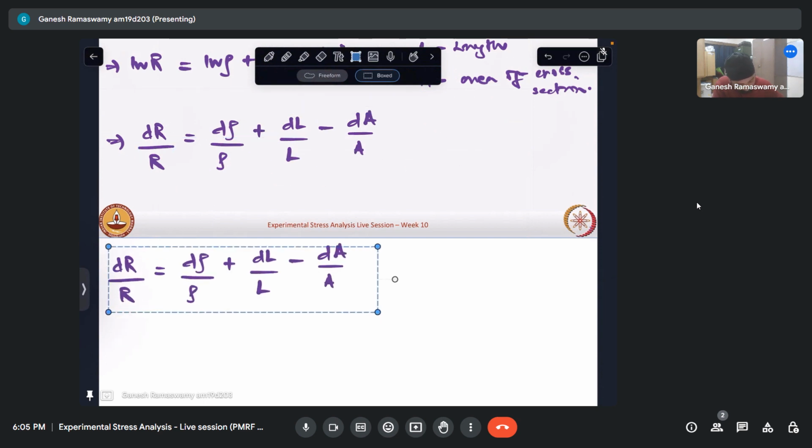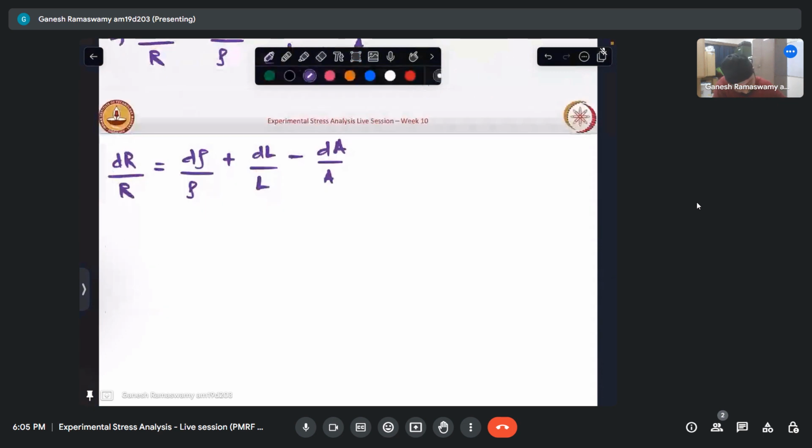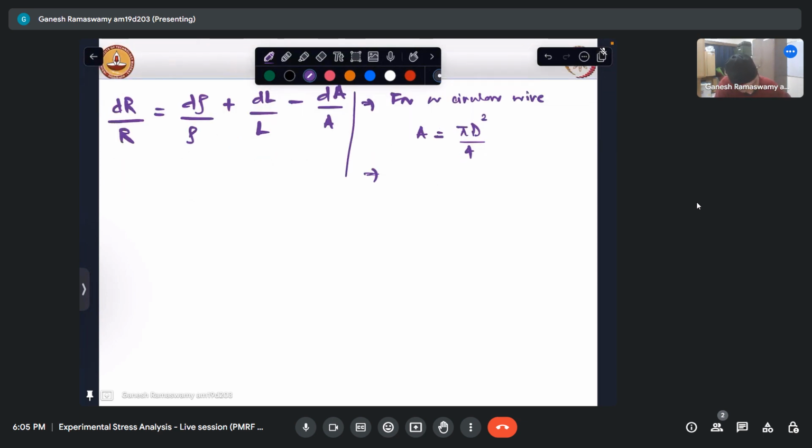Now I can relate the area first. Let us say for a circular wire, let the area be given as pi d squared by 4, where d is the diameter of the wire. This is just a small aside. From here it follows that dA is 2 pi d by 4 into the change in the diameter.